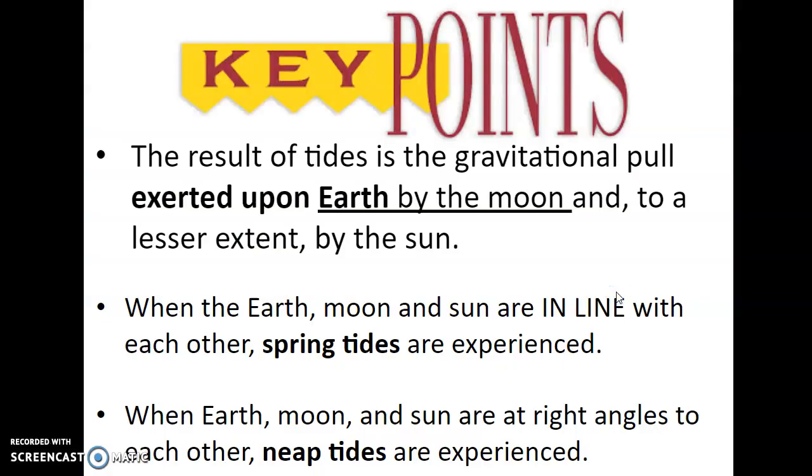So key points from today's lesson. The result of tides is the gravitational pull exerted upon Earth by the moon and to a lesser extent by the sun. When the Earth, moon, and sun are all in line with each other, spring tides are experienced. And when the Earth, moon, and sun are at right angles to each other, neap tides are experienced.